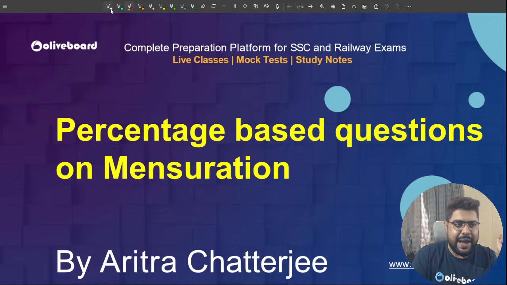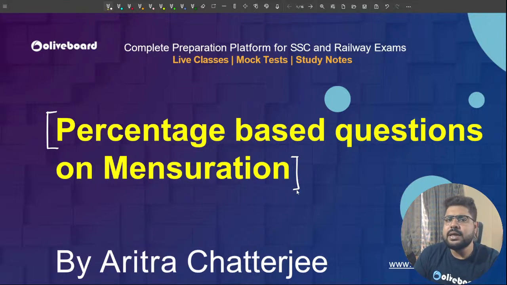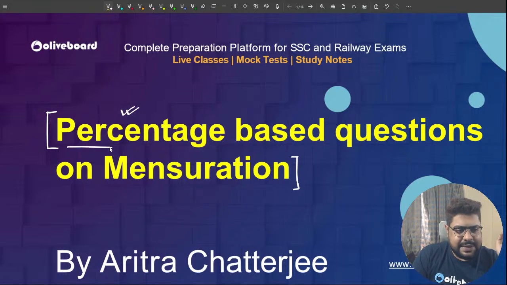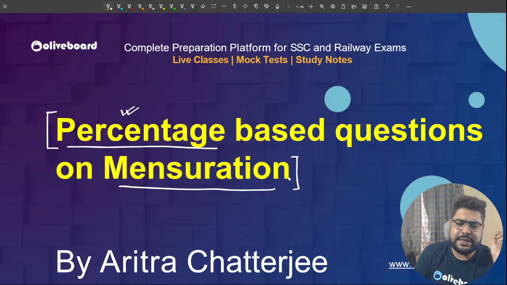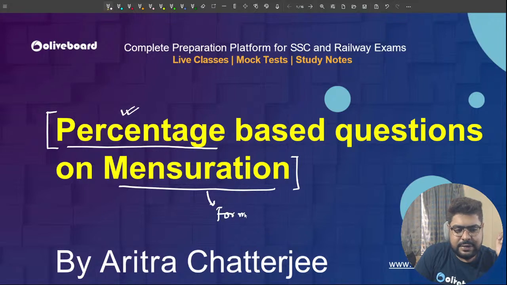So again I'm back with one of those very specific sessions where we learn to solve very particular topic-type questions. Today we will do percentage-based mensuration questions. These are basically questions from the percentage chapter, but we need a little bit of mensuration concepts as well. From mensuration, what do I need? We will be needing the formulas here. So we will do that part.